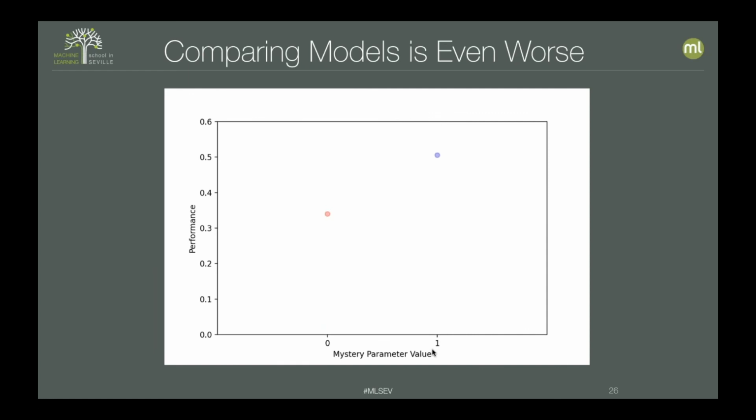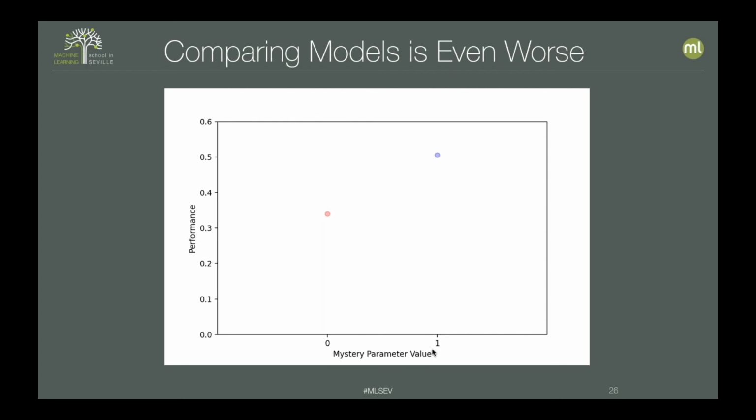And then when you're comparing models, it gets even worse. So here, for example, I've done a training and test split, and in one model I set this mystery parameter value to 0, and in the other one I set this mystery parameter value to 1. This is real data, and this is an actual test that I did on BigML. These are random forests, and you can see that when I set the parameter to 1, performance is much better, right? Performance is around 0.5. When I set the parameter to 0, it's around 0.35. So clearly 1 is the superior value here, right?